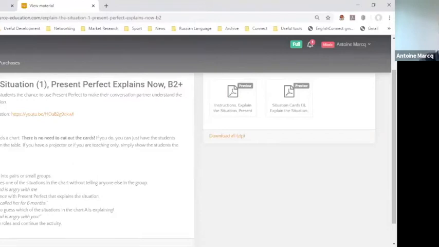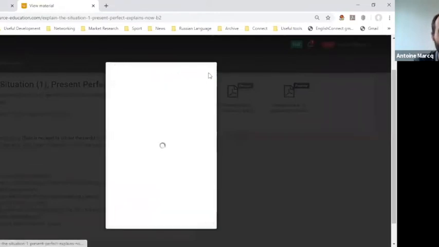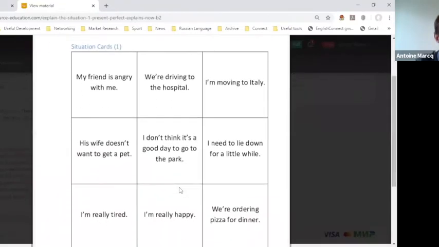So as you see in the procedure, you put students into pairs or small groups. Student A chooses one of the situations without telling anyone else in the group. A makes a sentence with present perfect that explains the situation. So, my friend is angry with me. I haven't called her for 6 months. As partners try to guess which of the situations in the chart A is explaining, you can continue making assumptions like that. So let's look at the situation cards. So my friend is angry with me was the example in the instructions.